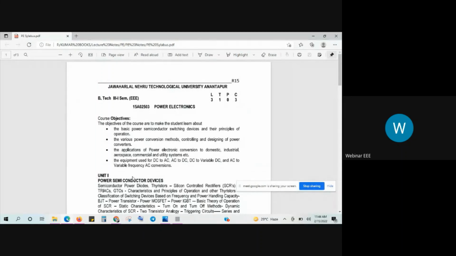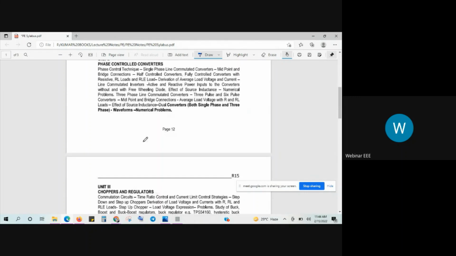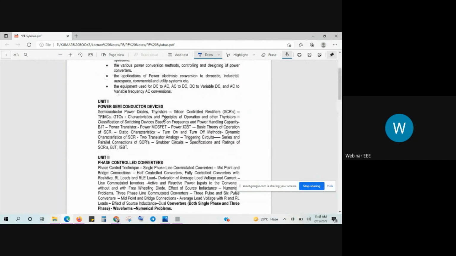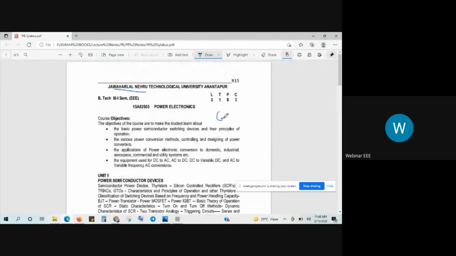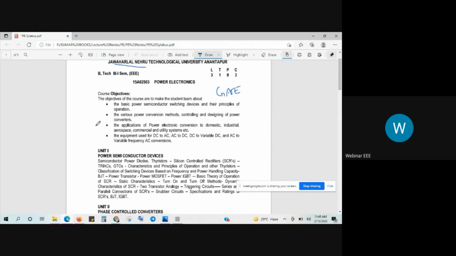Okay. Up to now we discussed power electronics. So what we have as per the JNJ syllabus, we already discussed just now in 5 minutes. Now, from the GATE point of view, we need to discuss what the important concepts in our power electronics subject are. Later we will do each and every topic.